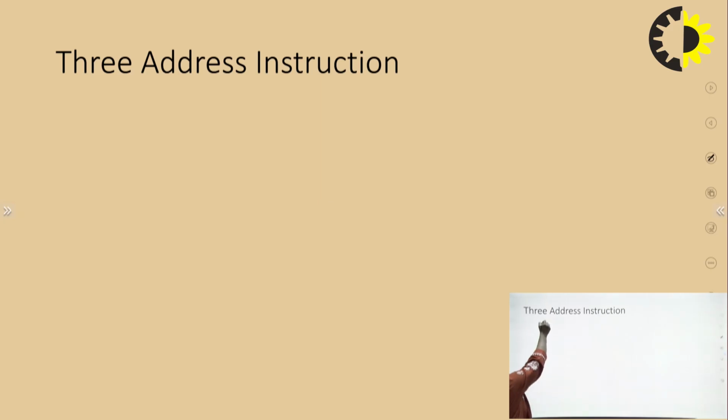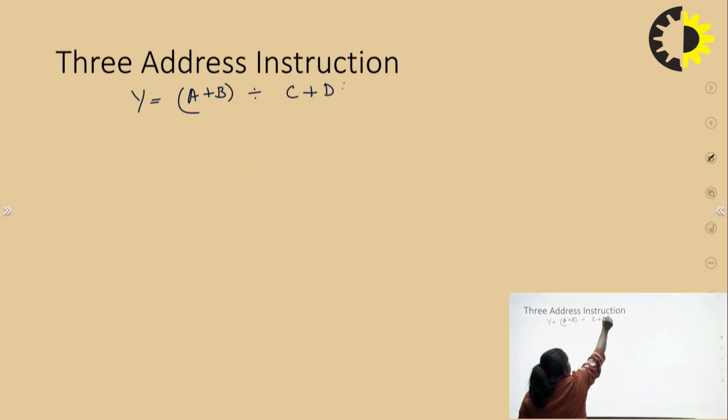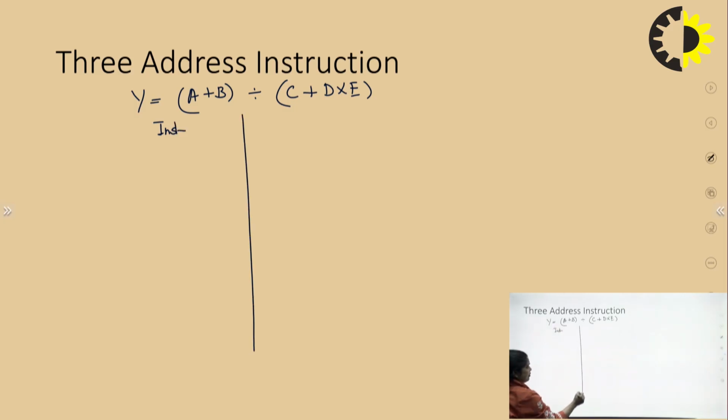Suppose your numerical is coming: Y equals A plus B divided by C plus D into E. Suppose this is the numerical and you have to perform the three address instruction. First of all, you have to write down the instruction and the comment.